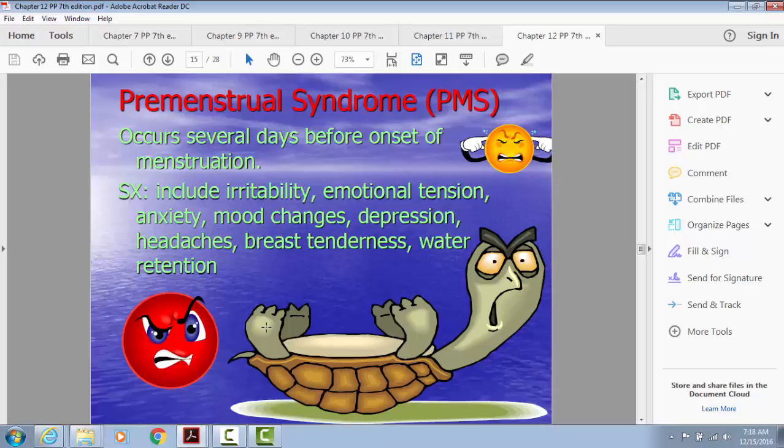Premenstrual syndrome, PMS, occurs several days before the onset of menstruation. Females will start to have this because the hormones fluctuate during that time, and as the hormones are at their highest level, then symptoms can come along with those, including irritability, emotional tension, anxiety, mood changes, depression, headaches, breast tenderness, and water retention.